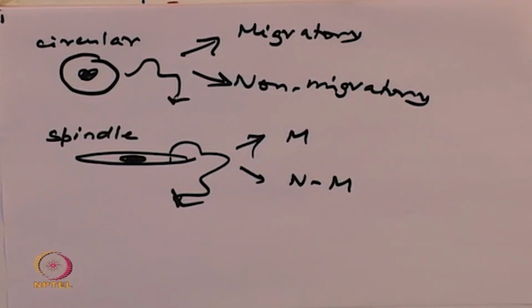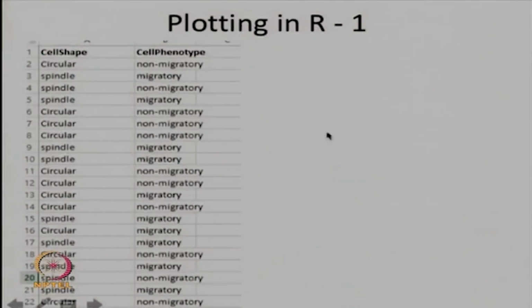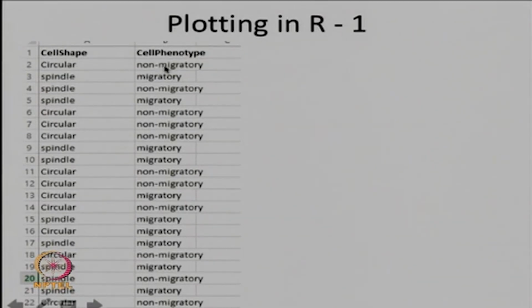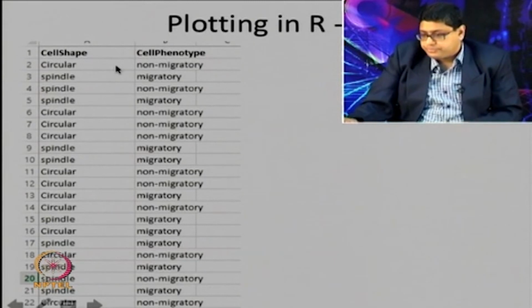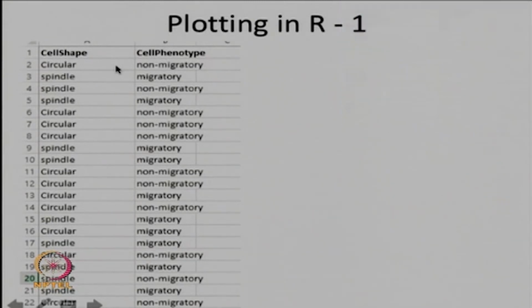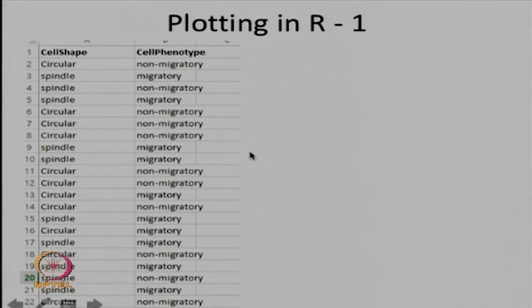So, in this particular example what we have is the distribution for, let us say, 22 such cells. For each cell you have the shape, which is either circular or spindle, and the phenotype, which you characterize as non migratory or migratory. So, essentially both these metrics are categorical data. Okay. So, from this table you want to find out what is the distribution of this data.